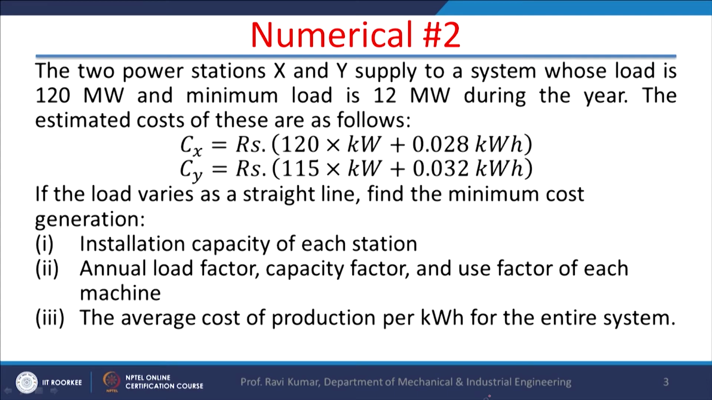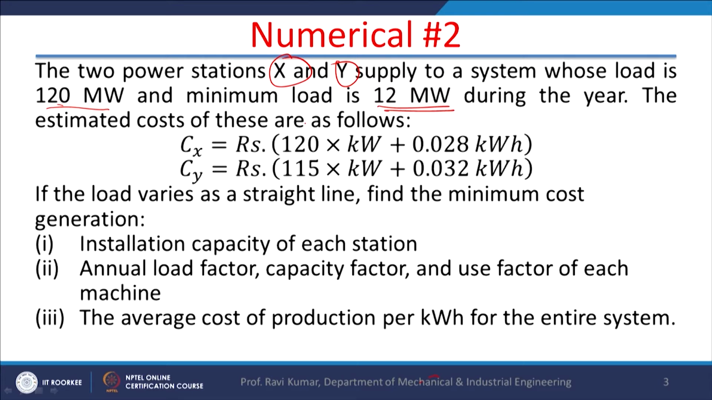Numerical number 2: there are two power stations X and Y supplying a system whose load is 120 megawatt. They are sharing the power of 120 megawatt, and the minimum load is 12 megawatt. 12 megawatt is the minimum load during the year.